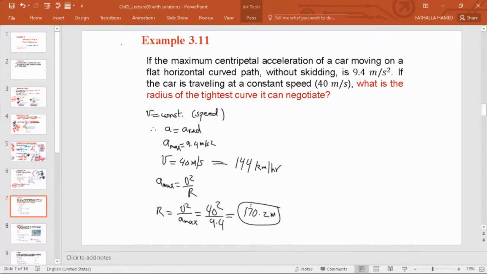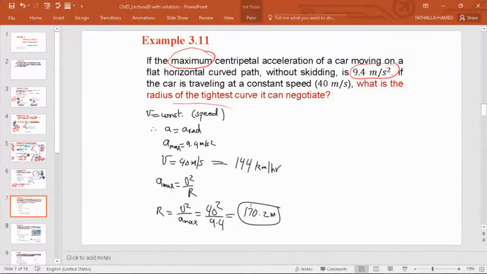So they give you the centripetal acceleration and they tell you this is the maximum. And in chapter number 5, we'll talk about forces and probably we'll talk about the effects of that. Now they want the radius, the smallest radius that we can get with this.